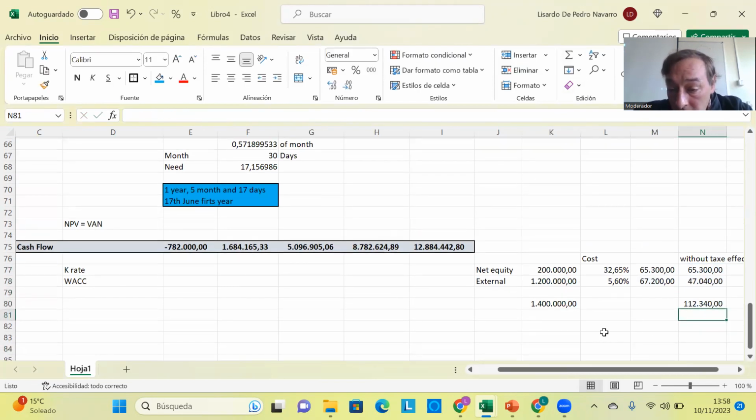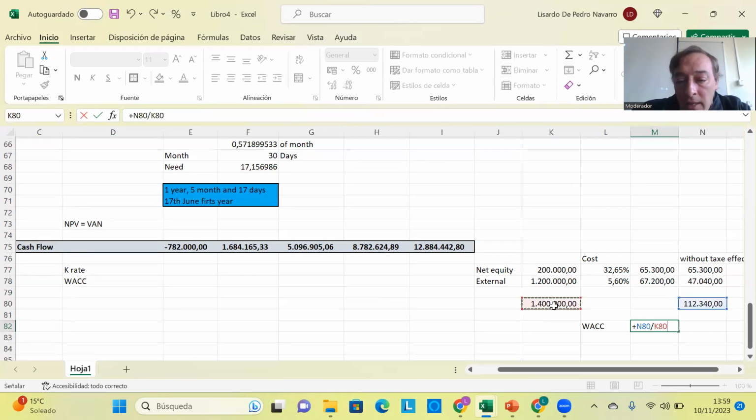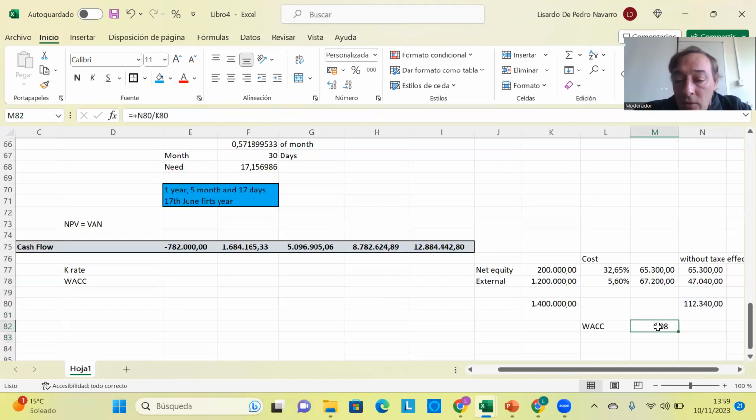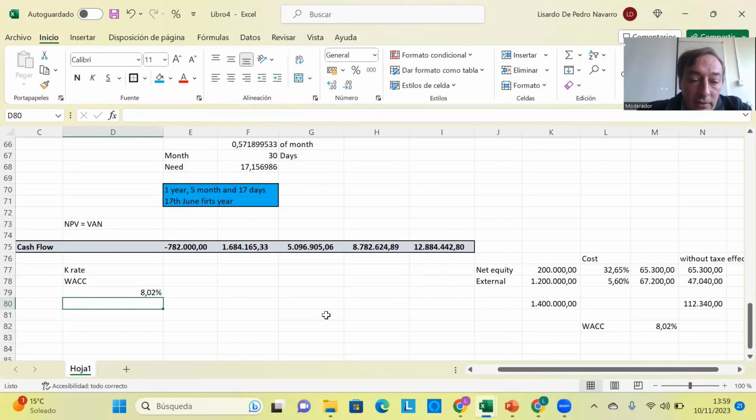So here we can add this one, and the WACC is going to be the total cost of the debt divided by the total equity that we have. So the final K that we are going to use is 8.02. That is going to be the rate that we are going to use for the net present value. So now we are going to calculate.